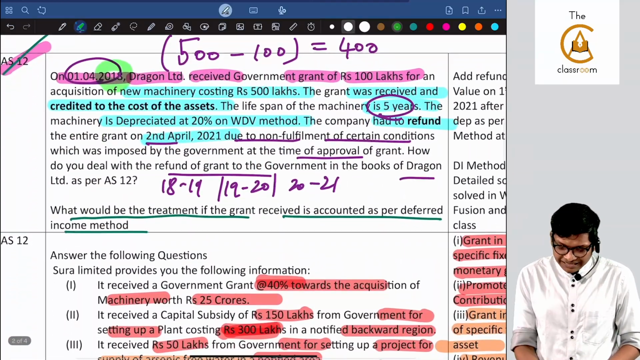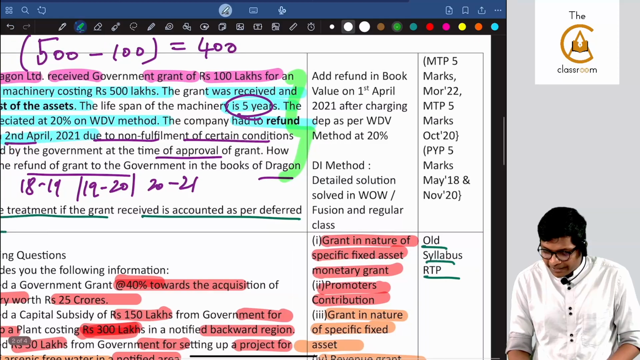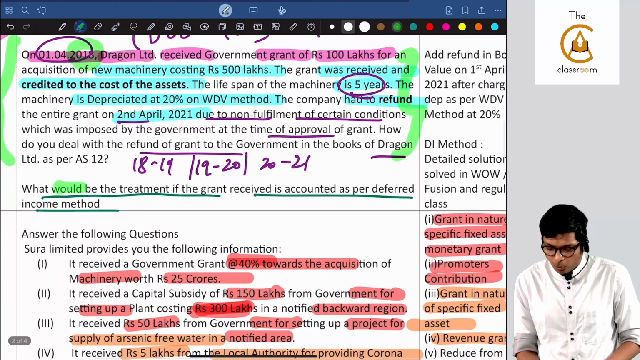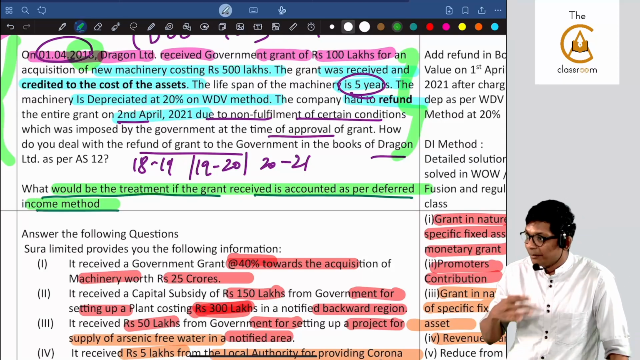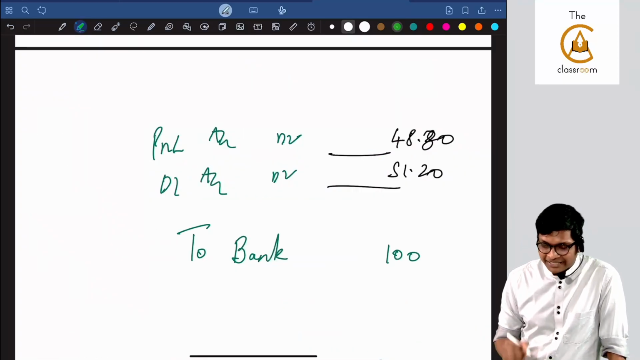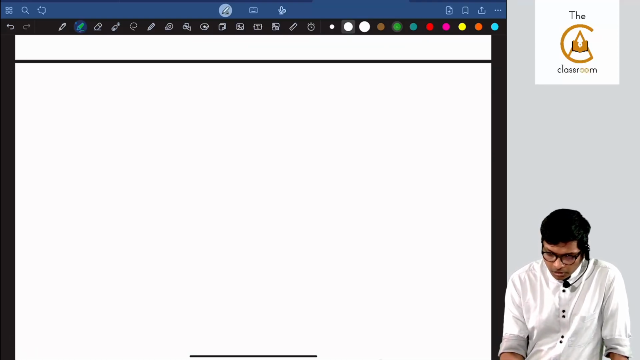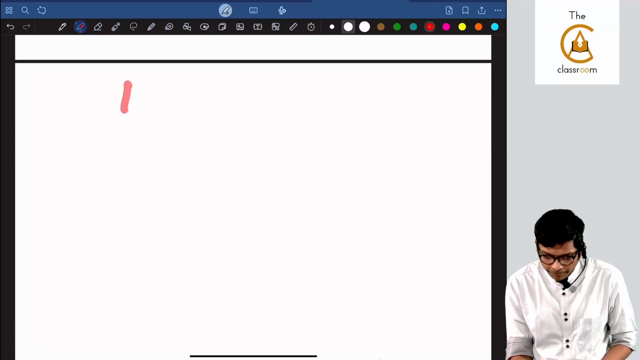This paragraph only is the main question in all these past exams. I added this extra: what would be the treatment if the grant is accounted as per deferred income? I added that just to communicate this point. Follow. Now, P&L.